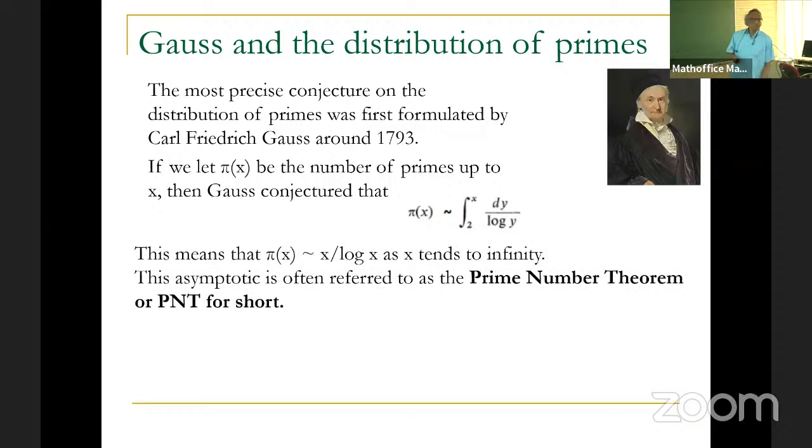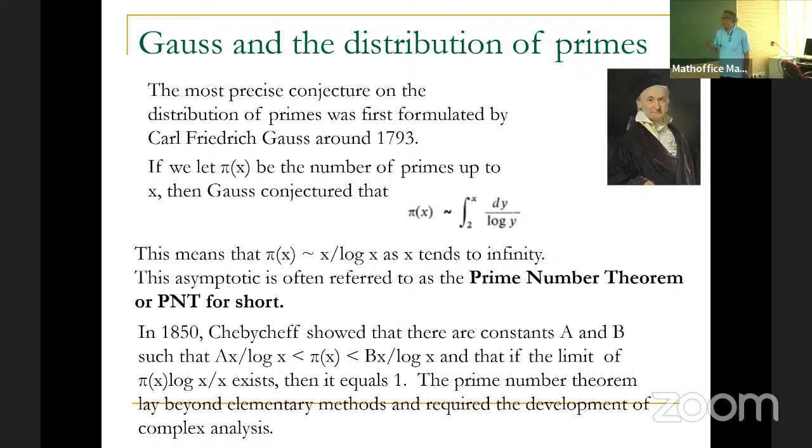And if you know how to integrate by parts, if you start integrating by parts, you'll see that the first term is x over log x. So pi of x being asymptotic to x over log x is often called the prime number theorem, PNT for short. Now, in 1850, Chebyshev showed that there are constants a and b such that ax over log x is less than pi of x less than bx over log x, and that if the limit exists, then it equals 1.